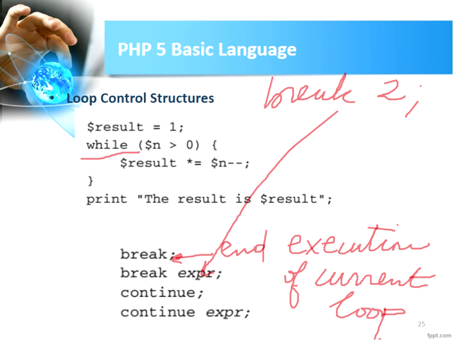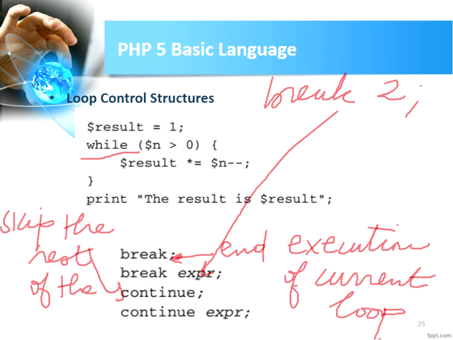So continue. What's the meaning of continue? Continue means skip the rest of the current loop iteration and continue execution at the beginning of the loop. Any questions?